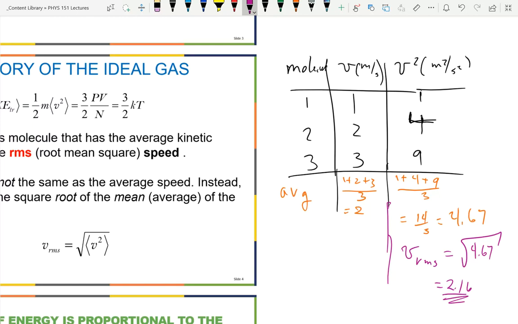So the RMS speed for this simple collection of 3 molecules is 2.16, whereas the average speed is 2. They're different. The RMS speed is always going to be greater than or equal to the average speed. The RMS cannot be smaller. So the RMS speed is not the average speed, it's a different number. But it still has to do with the motion. It's because we're taking the average kinetic energy and trying to find the average speed from it. RMS will always be bigger than average.